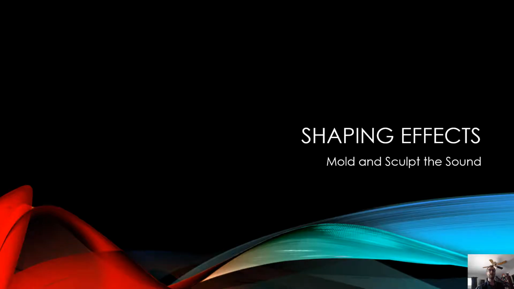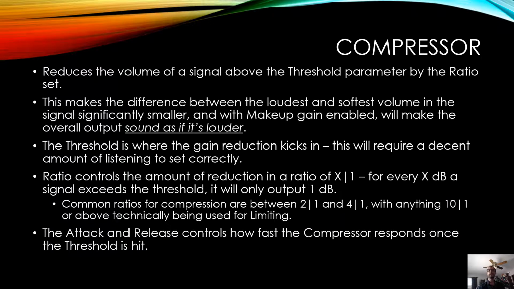But let's talk about shaping effects. How do you mold and sculpt the sound? We'll start with the compressor. The compressor is a dynamic effect that reduces the volume of a signal above the threshold parameter by whatever the ratio is that you set. This means that it makes the difference between the loudest and the softest volume significantly smaller, and then with makeup gain enabled, makes the overall sound output higher so that everything sounds as if it's louder.